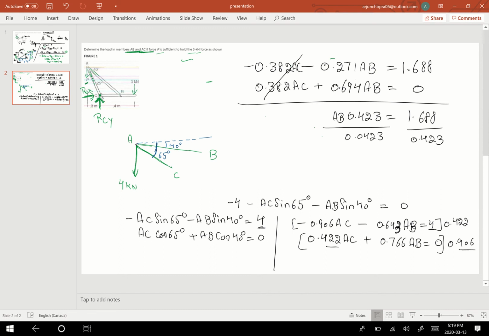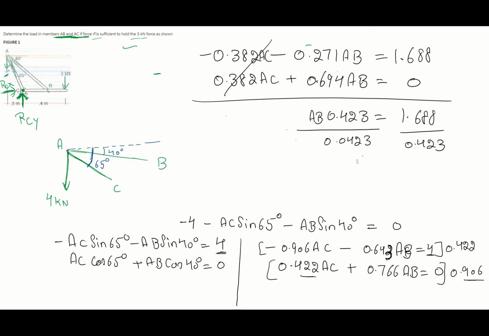So I'm going to call AB equal to 3.99. Oops, why did the color change? I don't know, hopefully it is recording. Then we can easily find AC. I'll leave AC for you guys. You can put this value of AB in this equation and get the answer.